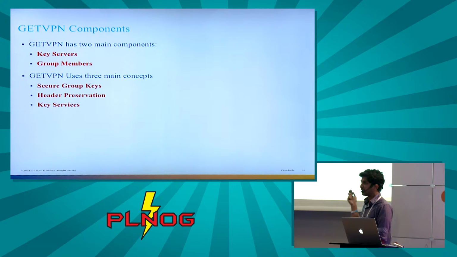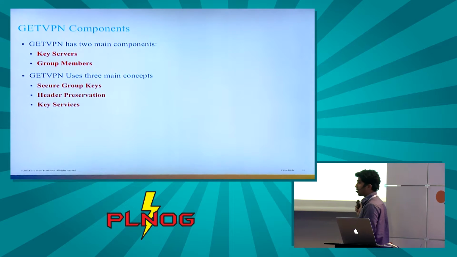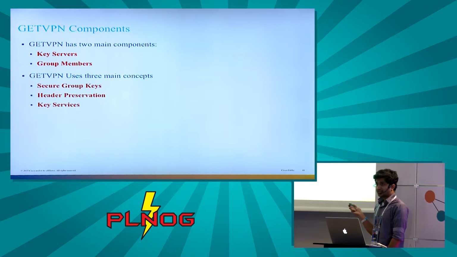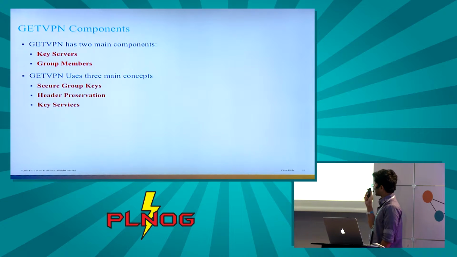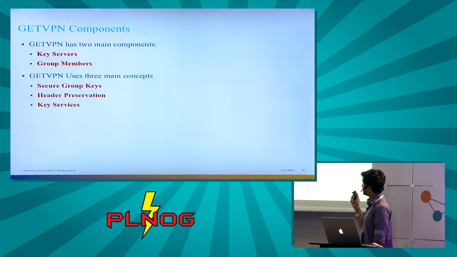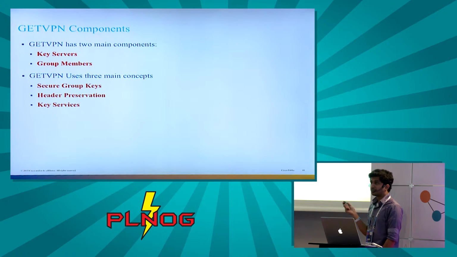They are the encrypting and decrypting devices. Next up, we have three main concepts that GETVPN uses. First one is secure group keys. These are the keys that are calculated by the key server. These protect the control channel communication between the group member and the key server, also between the group members. The group members are programmed to encrypt and decrypt, which are synchronized.